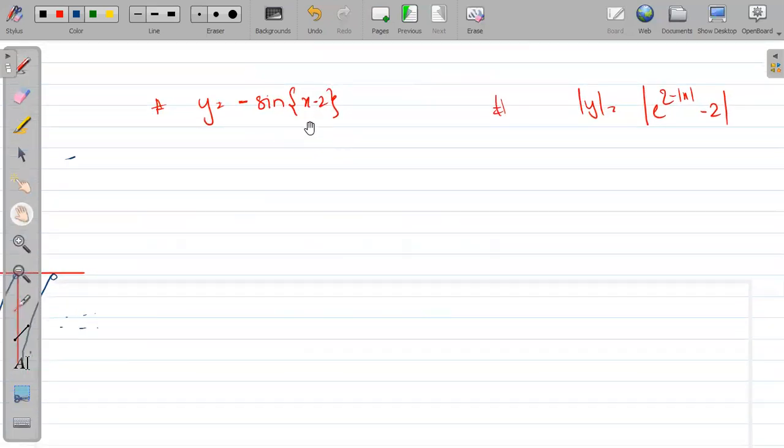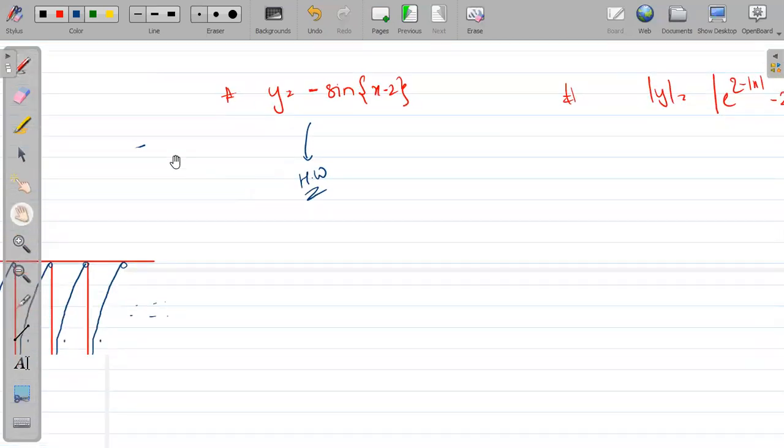Can you draw the graph of this one? Yes or no? Okay, fine. I'm giving this to you as homework. As we are having less time, I'm giving you this as homework. Try yourself. The hint I am giving is nothing but, let me give you the hint, it is nothing.